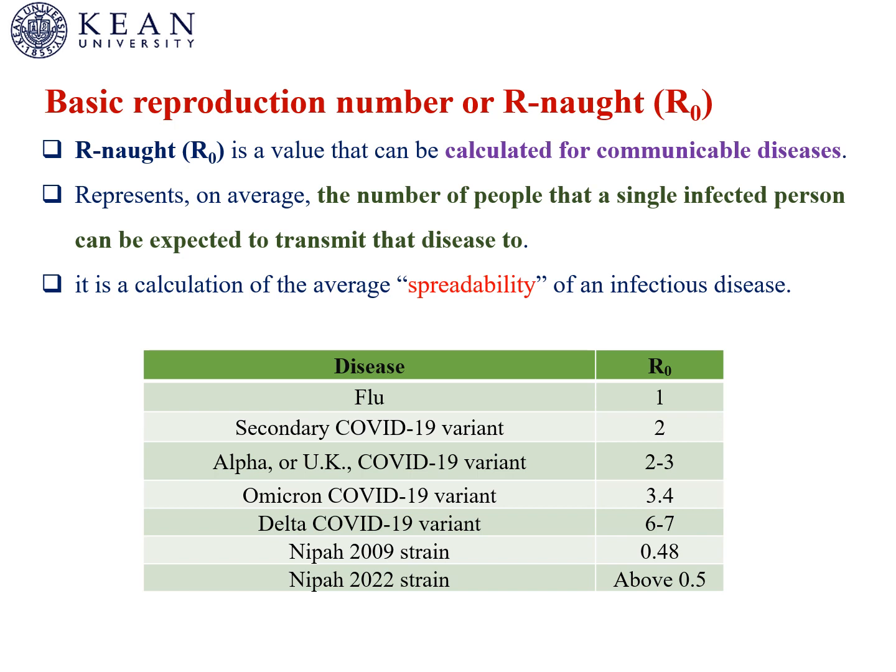On the other hand, if we compare the Nipah strain of 2009 and the Nipah strain of 2022, it's around 0.5. That means one patient can spread the Nipah virus to only half a person. So technically, 2 patients can spread to one person.